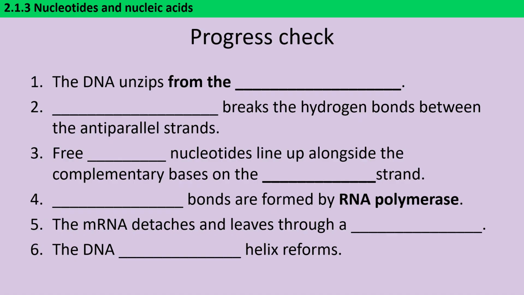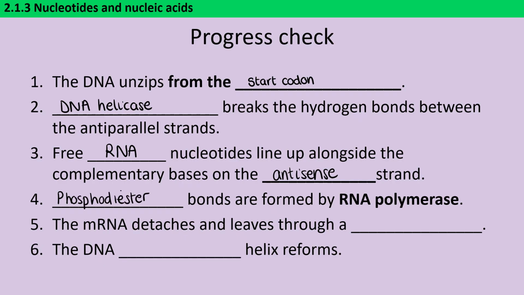Firstly, the DNA unzips, starting from the start codon. The enzyme that breaks the hydrogen bonds between the antiparallel strands is called DNA helicase, and this allows the DNA to unzip. Then free RNA nucleotides line up alongside the complementary bases on the antisense strand. Phosphodiester bonds are then formed by RNA polymerase. The mRNA then detaches and leaves through a nuclear pore. And then the DNA double helix reforms.